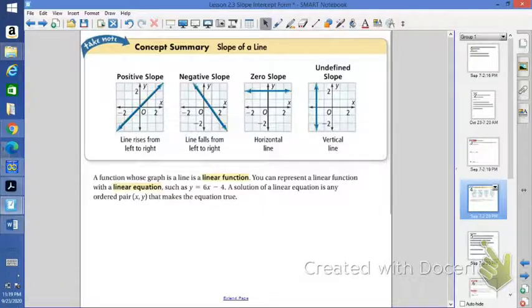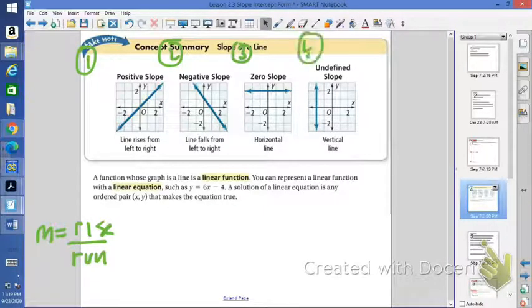Alright, for the next part, we're going to look at this concept summary on slope of a line. And this is going to be the first thing that you're going to have to do in your homework: based on a graph, determine what the slope of the line is. So if you remember, when we are given a graph of a line and asked to find the slope, we want to use the formula slope equals rise over run. We're going to find the slope of all 4 of these. So we'll label that 1, we'll label this 2, 3, and 4.